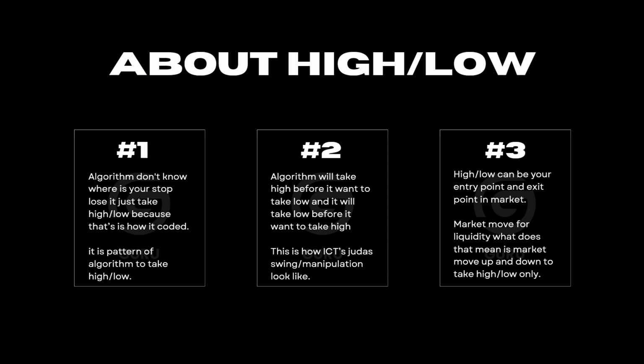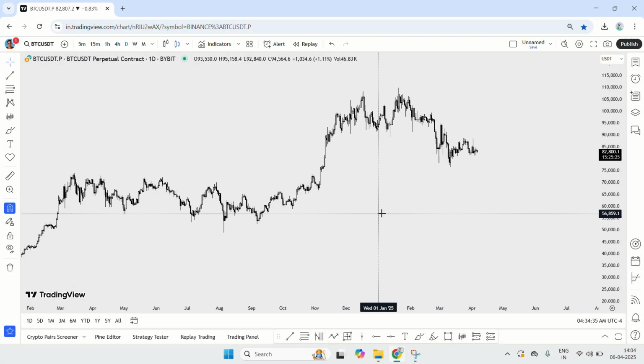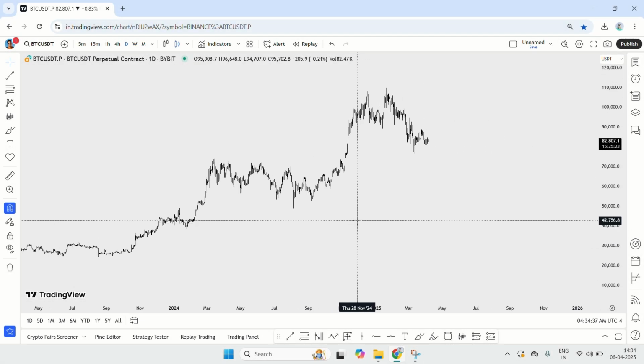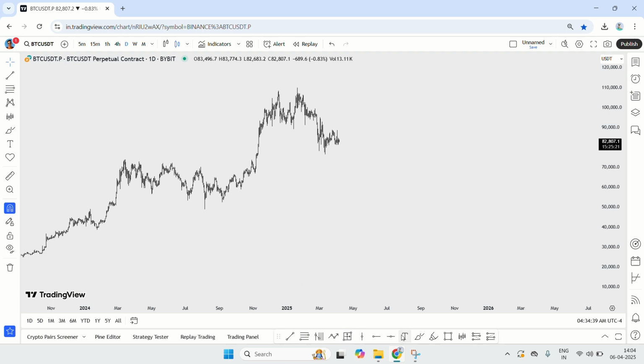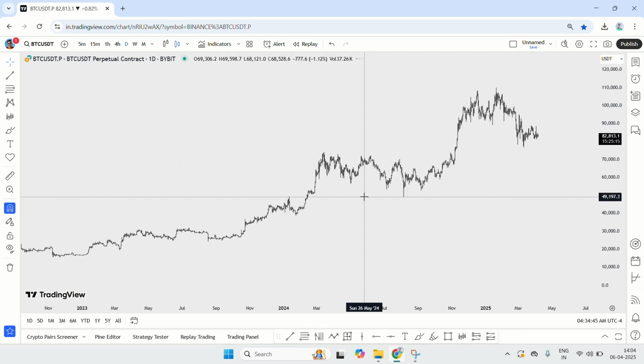And I'll explain to you the high probability condition and the low probability condition, what happens in each. So let's go into the chart. There are two kinds of condition in the market, only two. The first one is the high probability condition, and the second one is the low probability condition. So what happens in each?